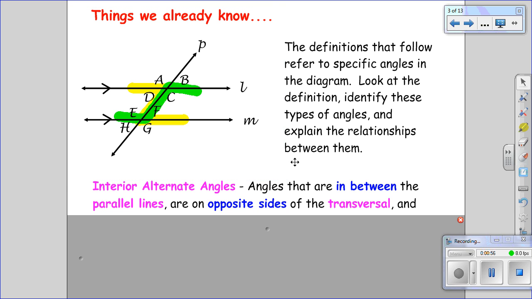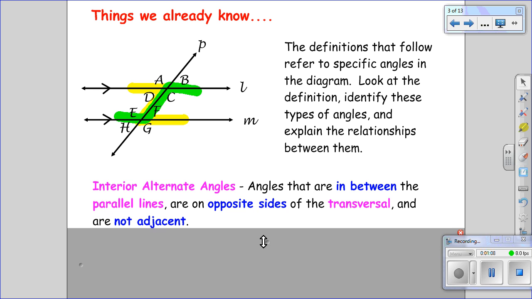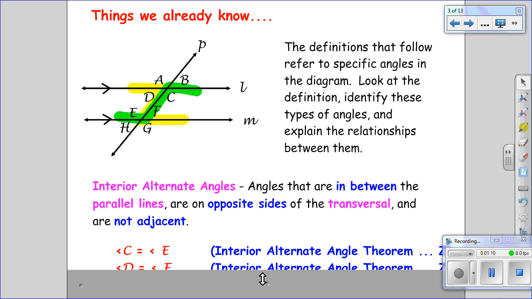So if you look at the Z that's created with the green line, angle C and angle E are interior alternate angles. And if you look at the red Z, angle D and angle F are interior alternate angles.